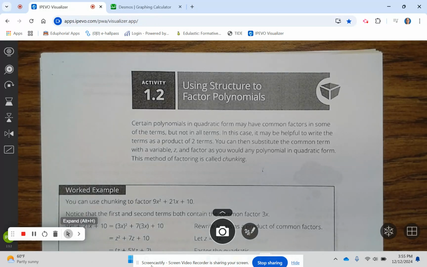Wildcat, so we're going to use structures to factor polynomials 1.2. Certain polynomials in quadratic form may have common factors in some of the terms, but not in all terms. In this case, it may be helpful to write the terms as a product of two terms. You can then substitute the common term with the variable z and factor as you would any polynomial in quadratic form. This method of factoring is called chunking.